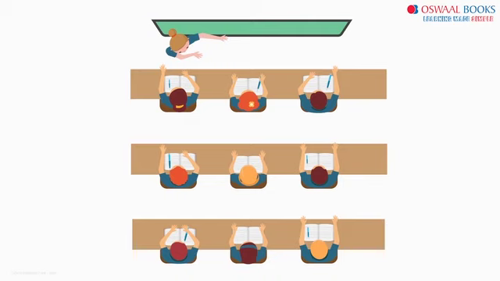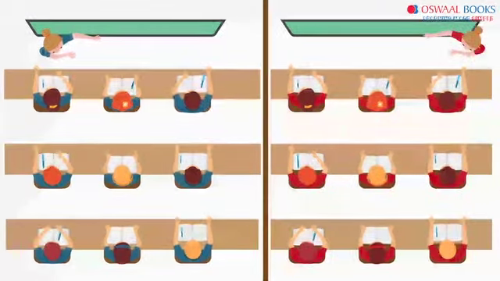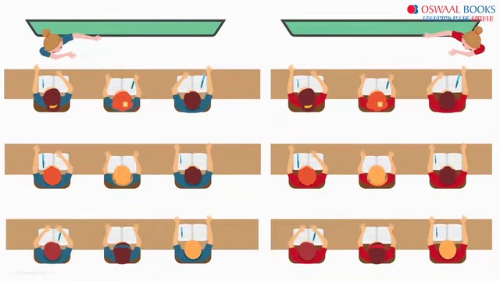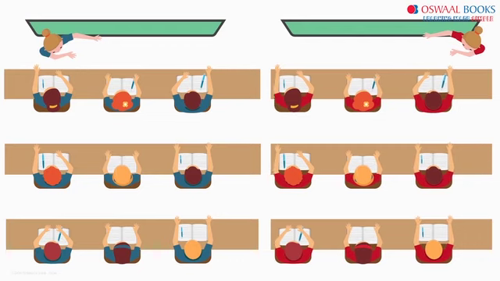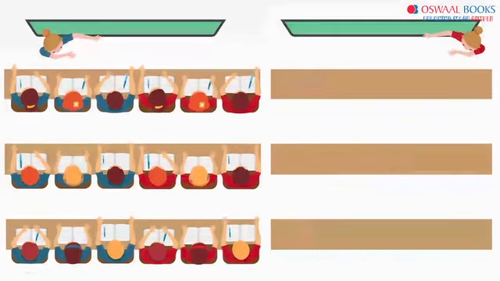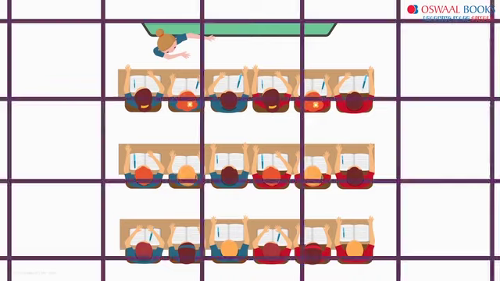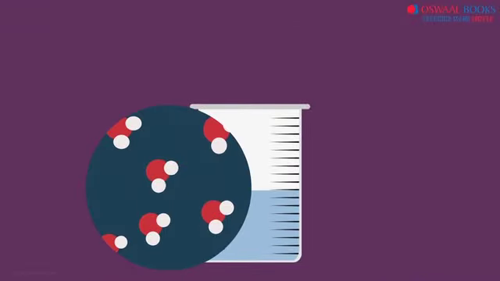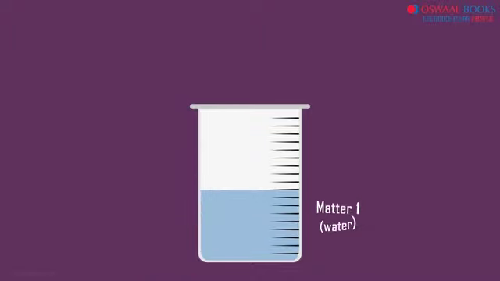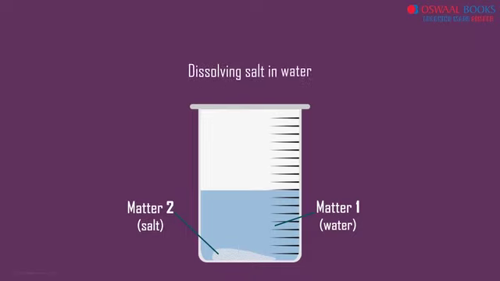However, due to a small crisis, the students from the other class had to be shifted to this room. Do you think the room can accommodate more kids? Yes, surely it can. They would be cramped, but they can definitely be accommodated. That's exactly how matter works. The particles in matter have space in between them. So particles of one type of matter get into spaces between particles of the other. We saw that in our earlier example of dissolving salt in water.